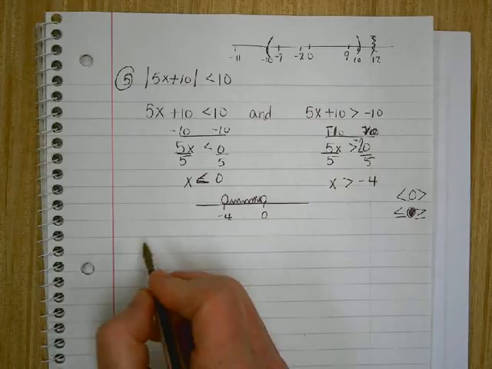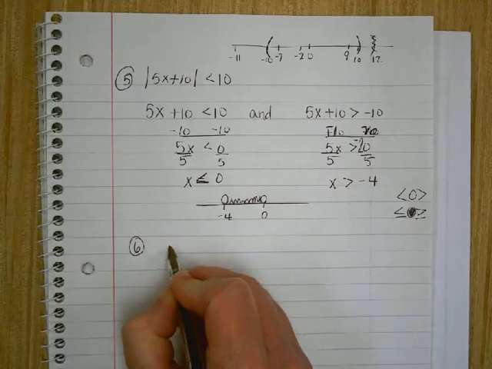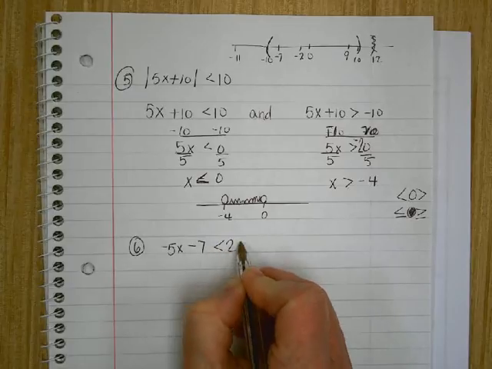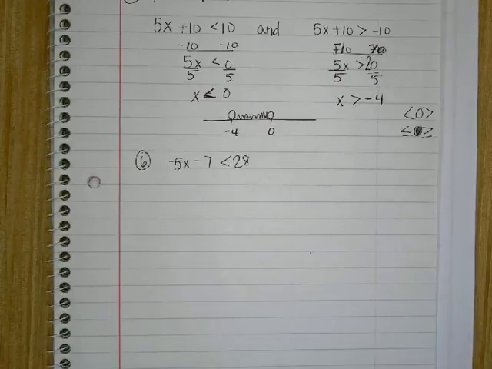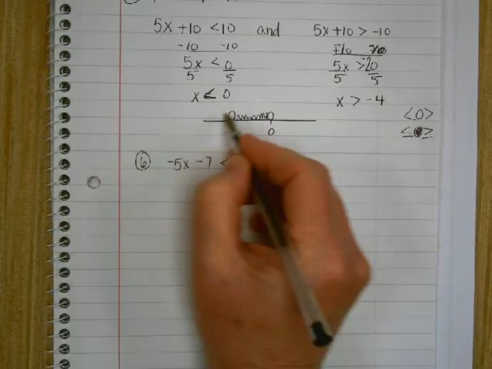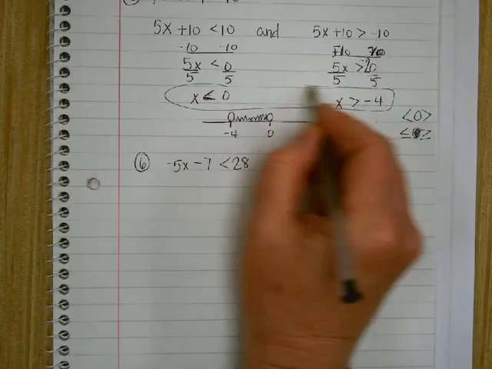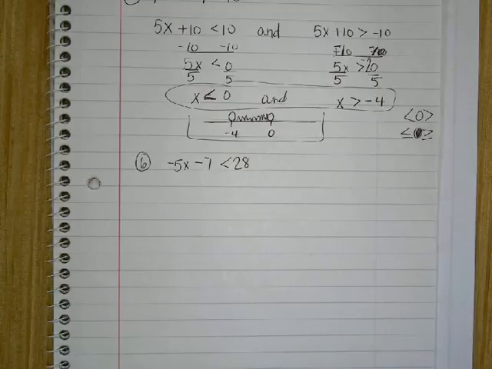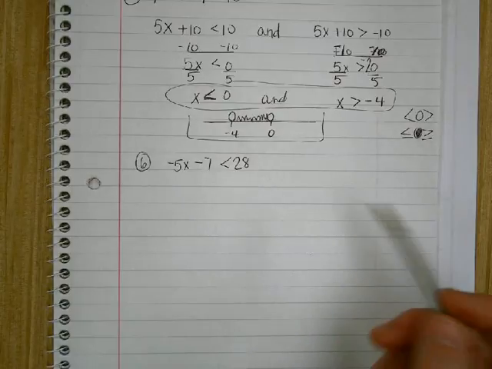Okay, number 6. Negative 5x minus 7 is less than 28. So what does x equal? This is my answer. It's this and this. I don't know if they're going to ask you to solve and graph, one or the other, but these will be the answers.